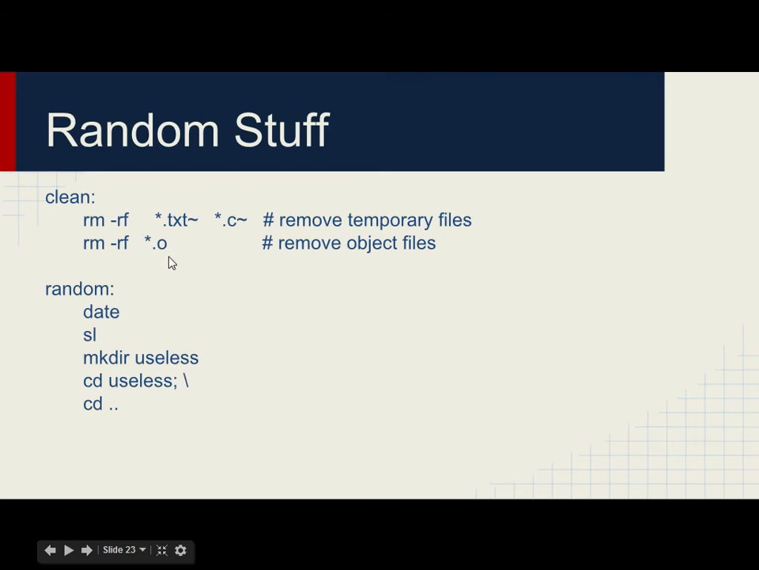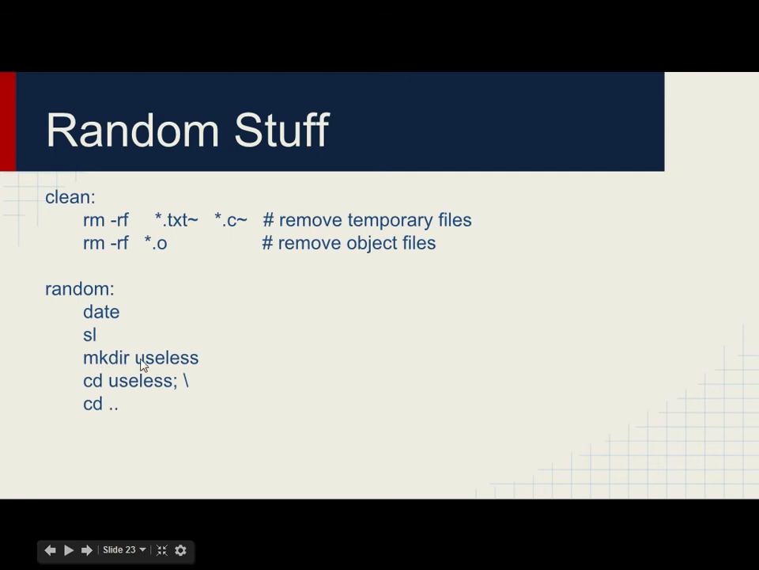Also, the standard clean that professors want is to remove the .o object files. You can add the names of your compiled programs, your executables. So what it'll do is it'll clean out everything so that next time you run make all, for example, it'll recompile your whole program fresh and just restart it, just in case you thought something weird was happening with the compile process. So you can call make clean to delete things for you. And then that's a random one. It's just random commands like date, sl.